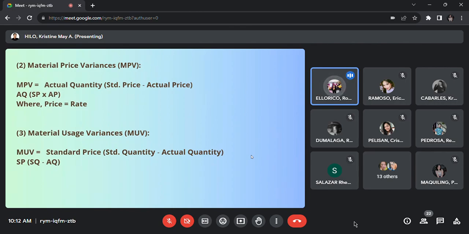number 3, the material usage variances. It is a part of the direct material cost determined by the difference found between the standard quantity and the actual quantity used. Later, the difference found is multiplied by the standard price. MUV equals the standard price times the result of standard quantity minus actual quantity.